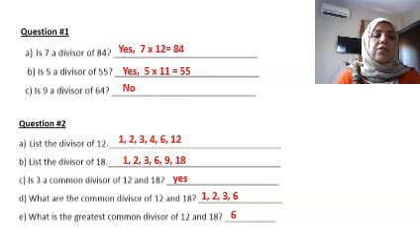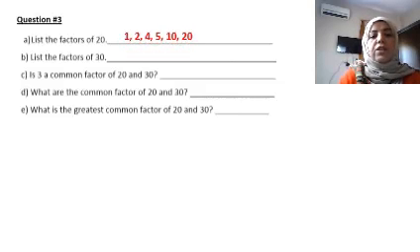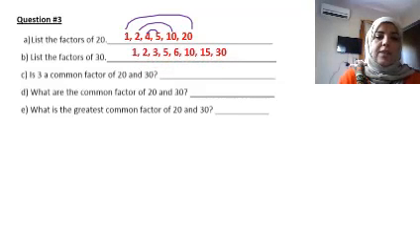Now let us continue for another example, which is question number 3. List the factors of 20. The factors of 20 are 1, 2, 4, 5, 10, and 20. Because 1 times 20 is 20, 2 times 10 is 20, and 4 times 5 is 20. The same thing for 30. 1 times 30 is 30. 2 times 15, 3 times 10, and 5 times 6.